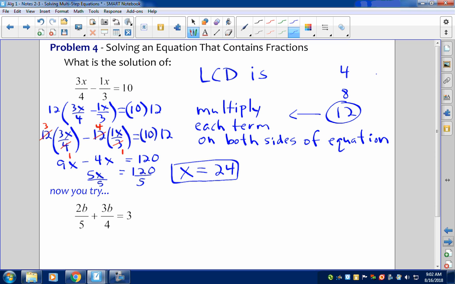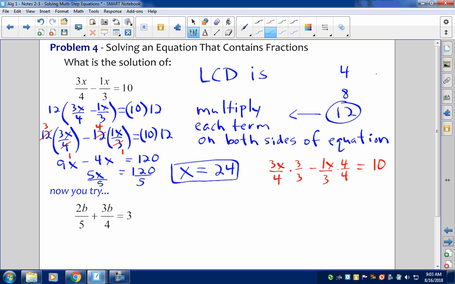Let me show you what this would look like if we found a common denominator. So do that in red. If I had 3x over 4 and I want to get a 12 on the bottom here, I'd have to multiply top and bottom by 3. Right? So it would be 3 over 3. And then minus 1x over, actually that was over 3. And I want a 12 on the bottom, so I multiply by 4 over 4. And then I would leave the 10 alone in this case.